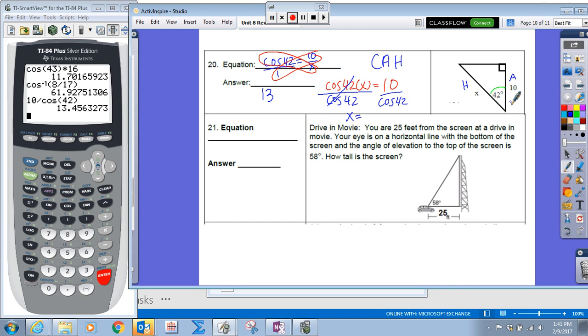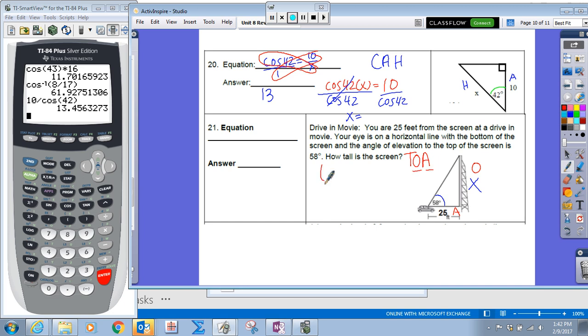Okay, the next one, it says you're at a drive-in movie and you're 25 feet from the screen, and your eye is on the horizontal line with the bottom of the screen, and the angle of elevation to the top is 58 degrees. How tall is the screen? So we want to find out how tall that screen is. So in relation to our angle that we have here, we have our opposite side right here, and we also have our adjacent side. So we have to use TOA, T-O-A, because we have these two sides.